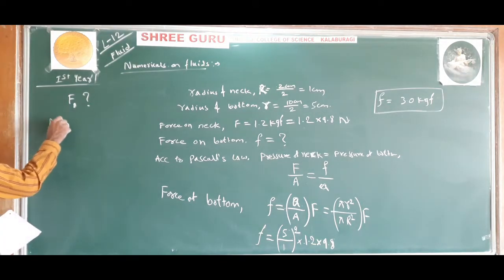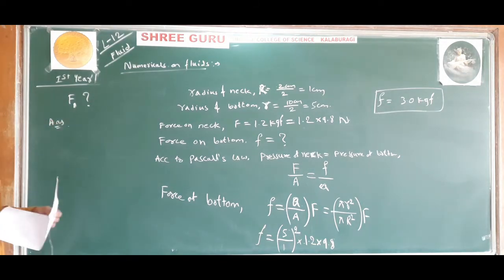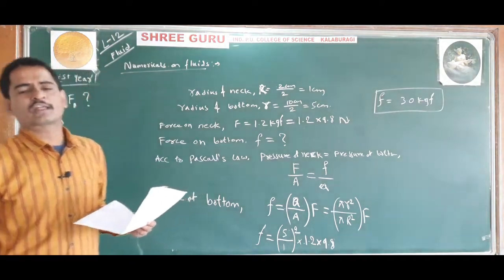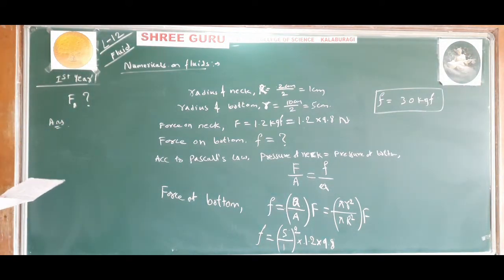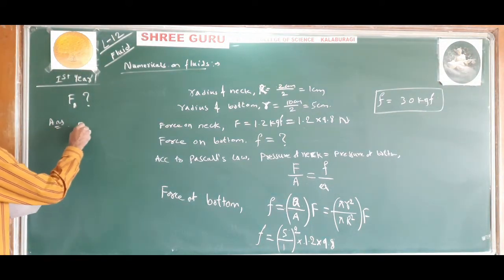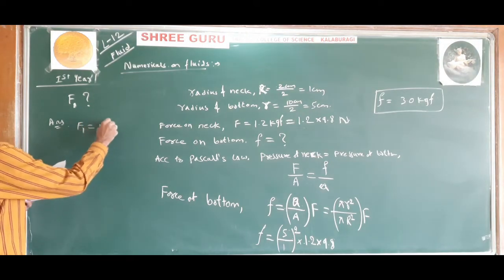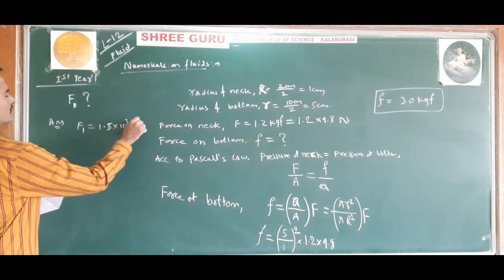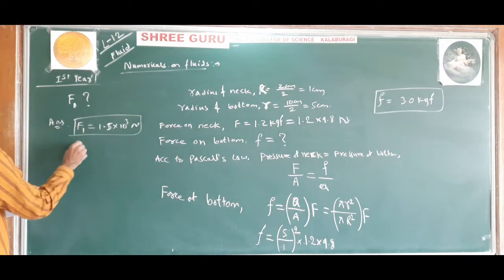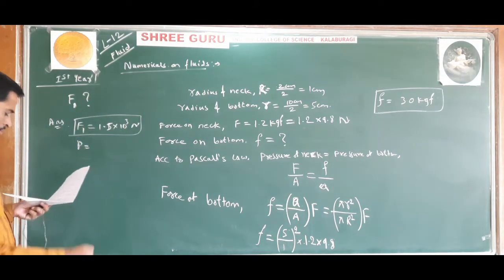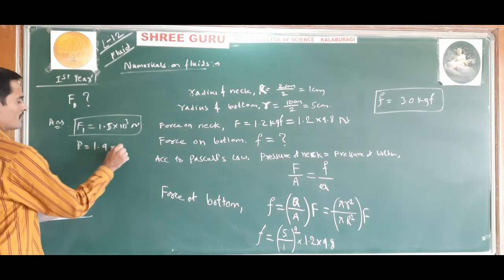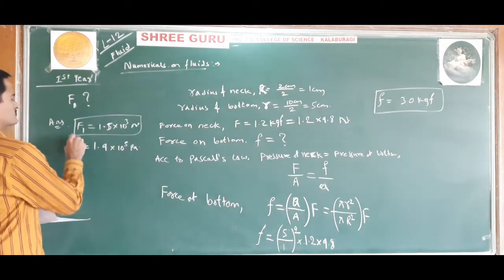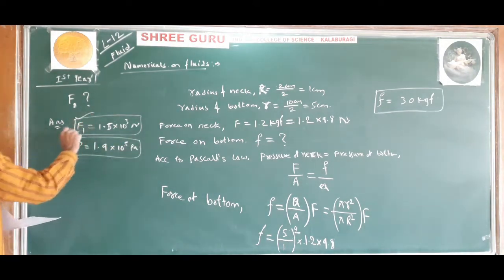Okay. I'll give the answer. This is homework. I'll give the direct final answer, what you will have to get. So try at your home. The pressure force, that is F1, comes out to be 1.5 into 10 to the power 3 Newton. And pressure has to come out to be 1.9 into 10 to the power 5 Pascal. So these two are the answers that you have to get.